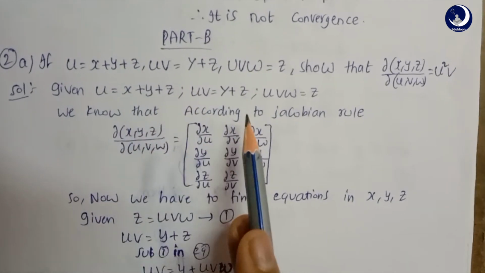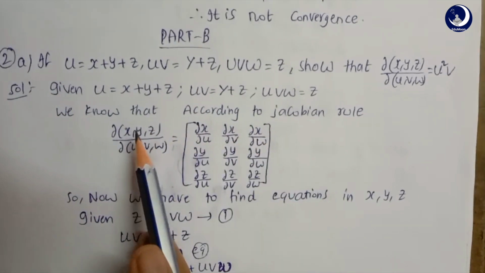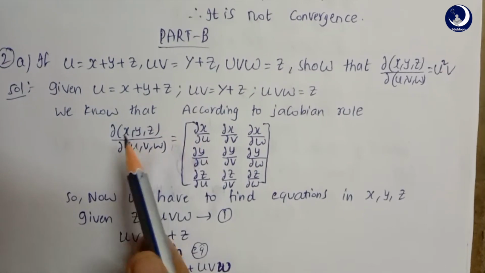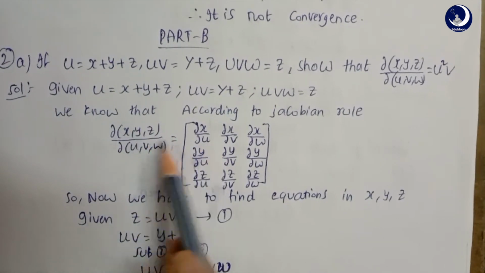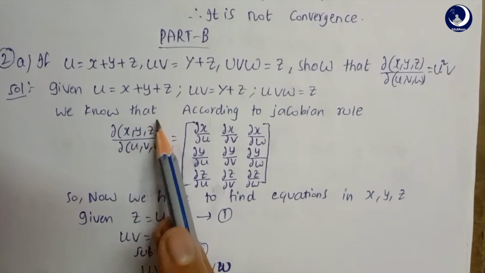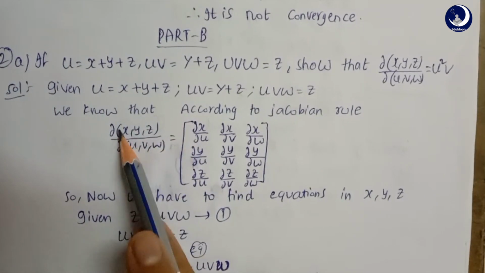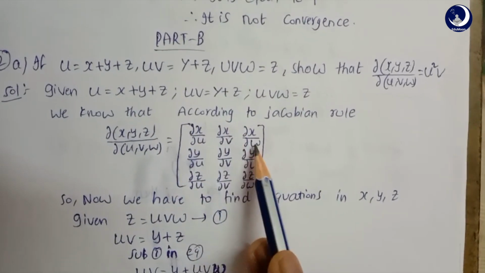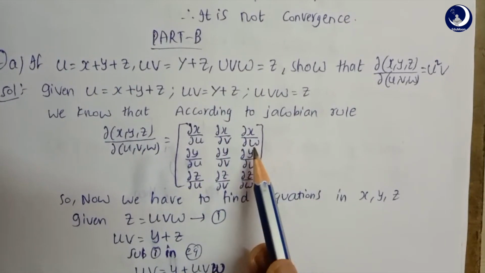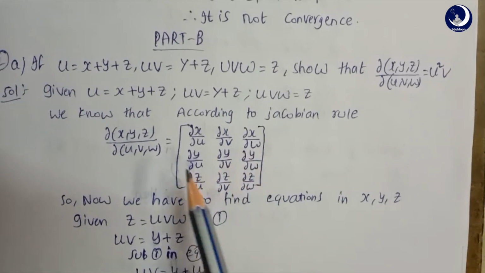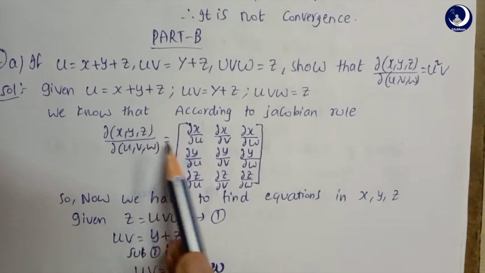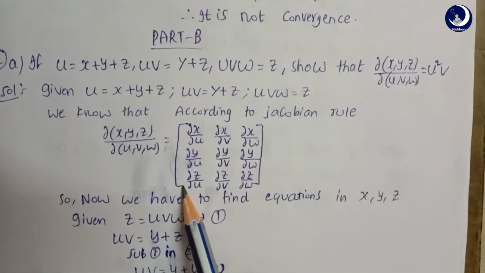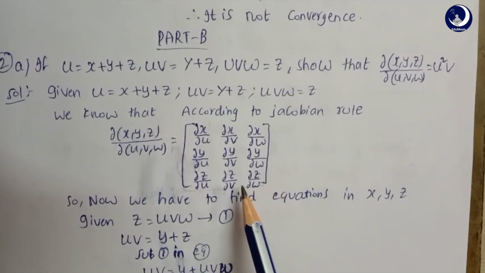We know that according to the Jacobian rule, dou of x y z by dou of u v w must be considered with one differentiation. We have to replace with one differentiation. So first we replace with x. We got dou x by dou u, dou x by dou v, dou x by dou w. Like that we have to replace y and z: dou y by dou u, dou y by dou v, dou y by dou w. Like this we got the form.